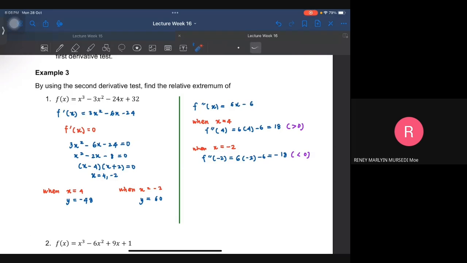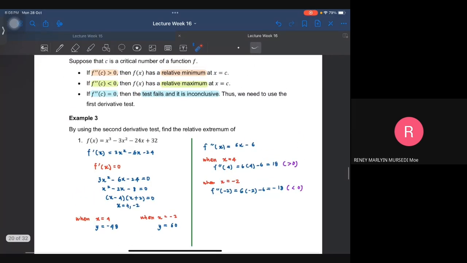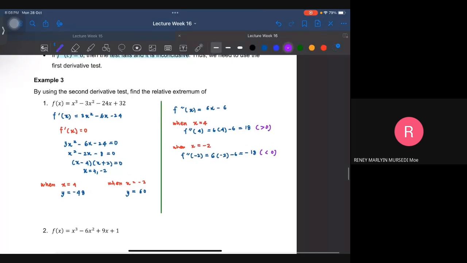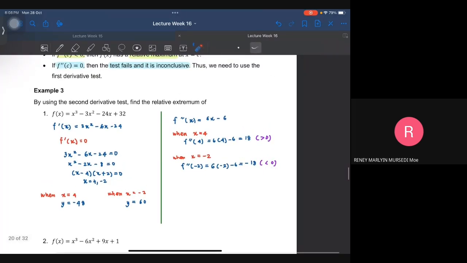Okay, so based on the notes yang saya tulis dekat atas ni, kita dah cari f double prime. Okay, so f double prime kalau dia greater than 0, kita akan dapat relative minimum. Okay, kalau dia less than 0, kita akan dapat dia relative maximum. Awak ingat dia terbalik sahaja. So greater is minimum, less than is maximum. Okay, so meaning that untuk kita punya value yang kita ada sekarang ni, this one is greater. Greater means dia adalah minimum. Okay, less than means dia adalah maximum.